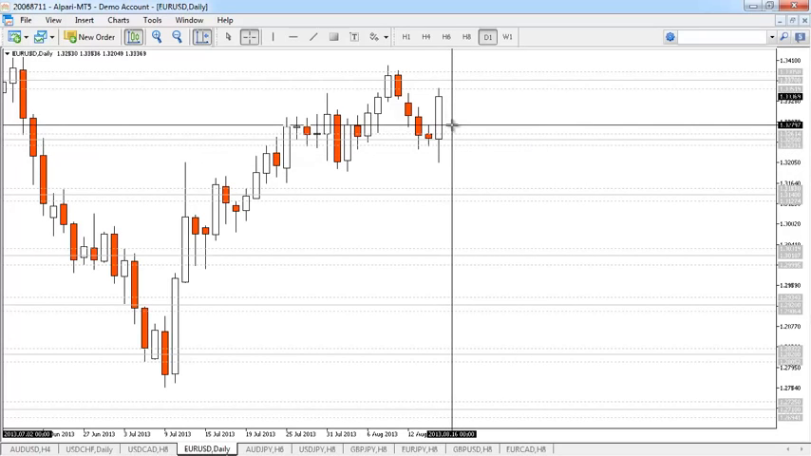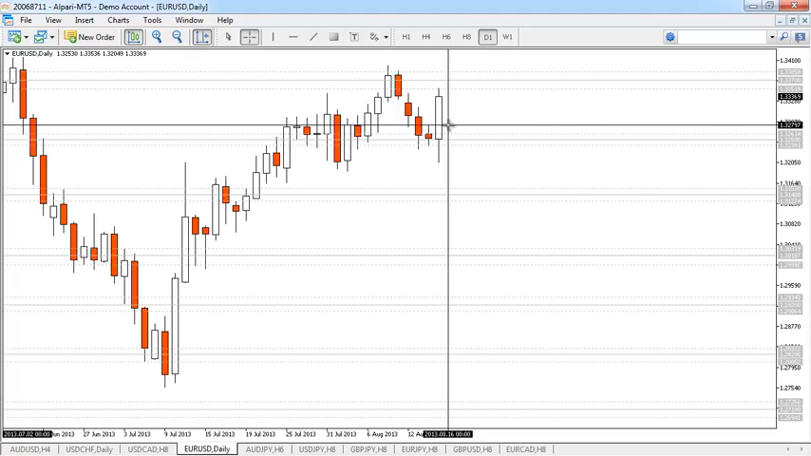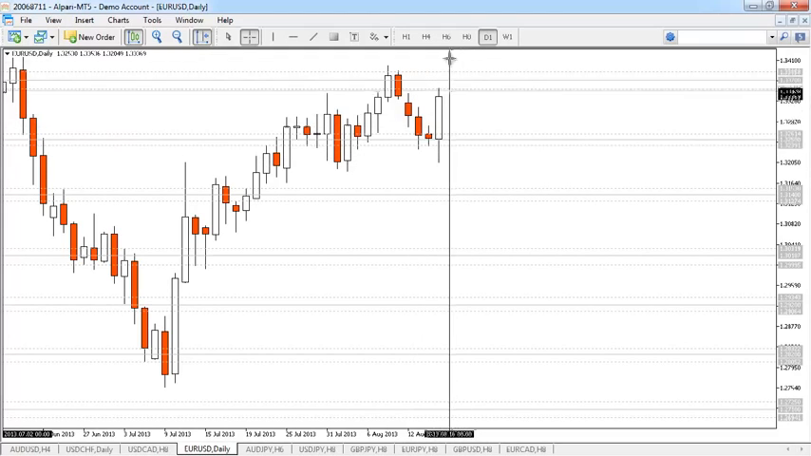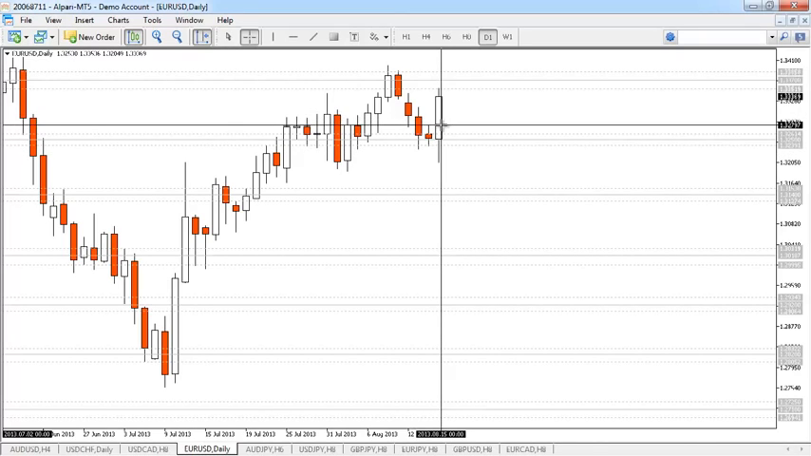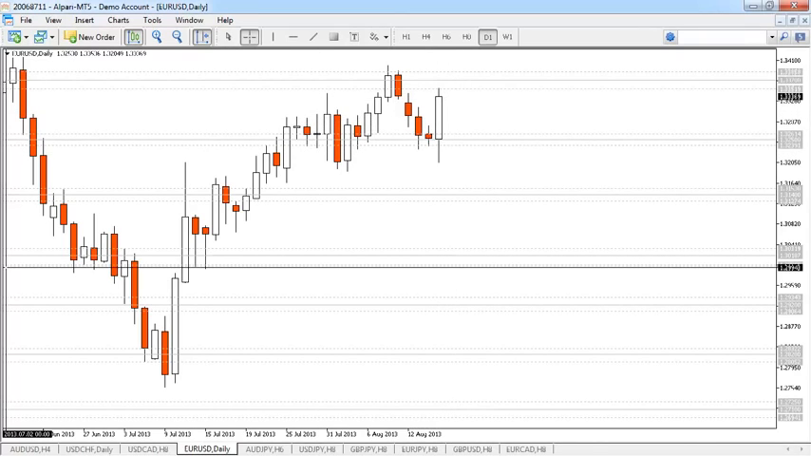But the entry for this one, like I said, high of the indecision candle, easy entry, and you're going to find most of your entries just end up being the high or the low of the indecision candle. High if you're taking a long trade, low if you're taking a short trade.